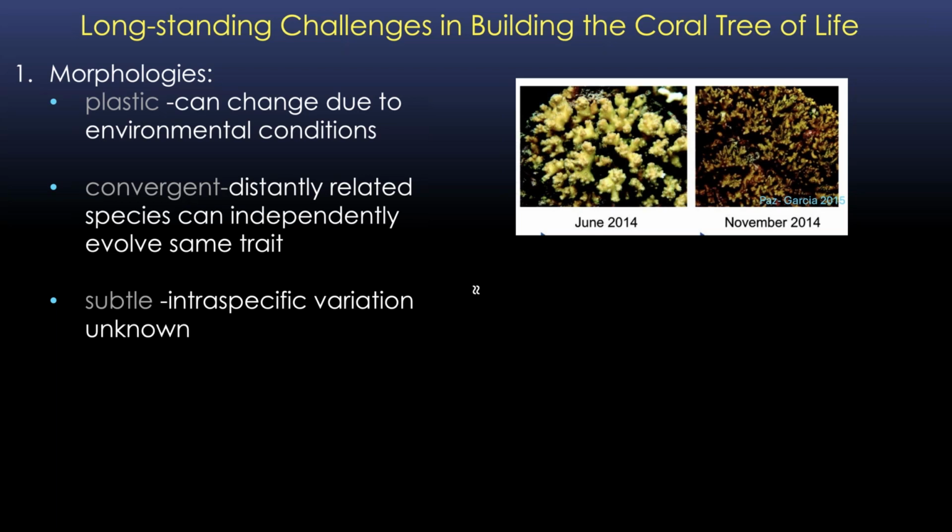And finally, some of the morphological characters that we are using to discern species from one another, for example, have really subtle changes. Yet, in many cases, species were described just based on one or two individuals. So we really don't know the full extent of intraspecific variation of some of these morphologies.